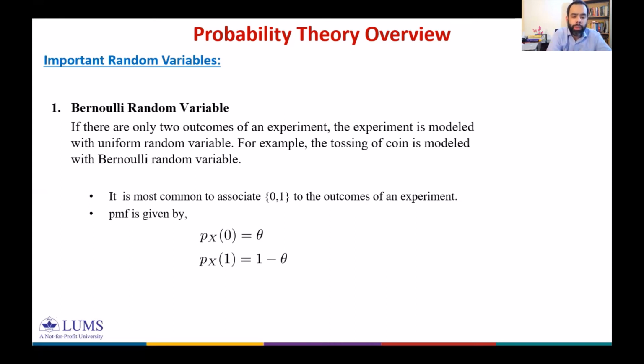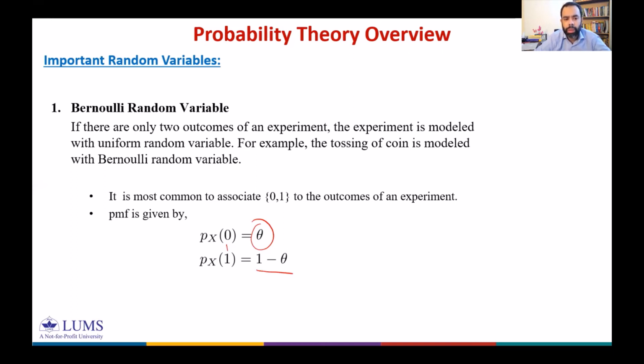So we use one variable theta to define the probability mass function of a Bernoulli random variable. We say when the random variable takes the value 0, the probability is theta, and when it takes the value 1, you get 1 minus theta. So only one single parameter theta can characterize the probability mass function of a Bernoulli random variable.